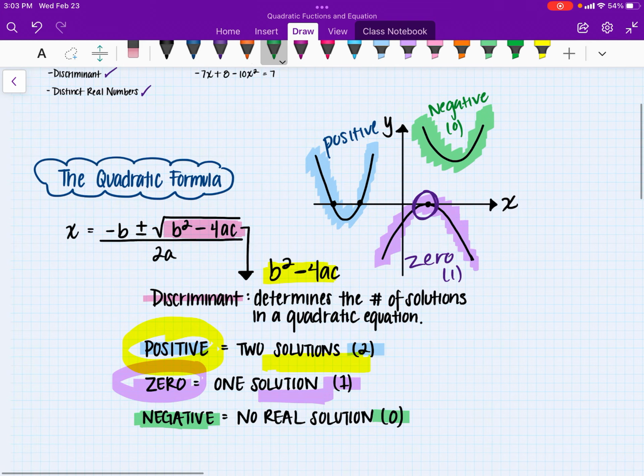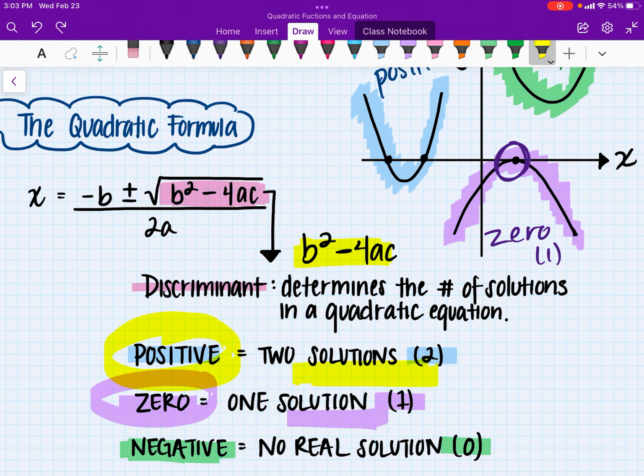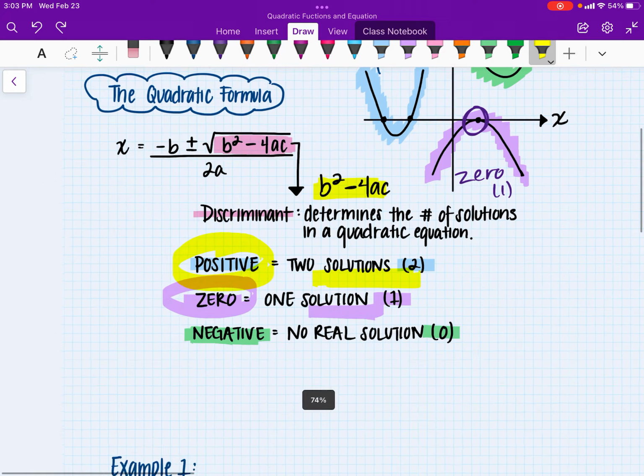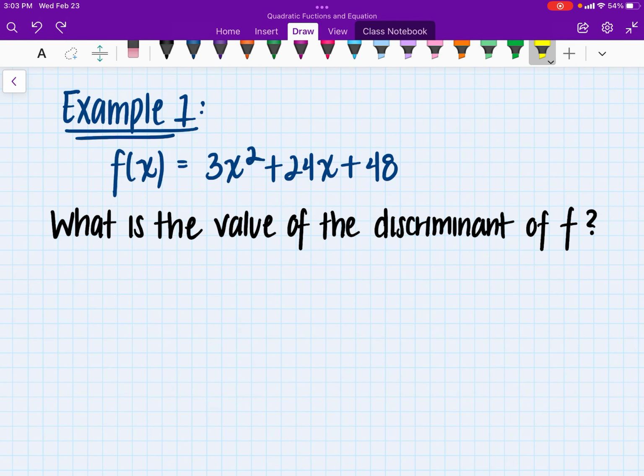So in this case, guys, we're going to go ahead and work with quadratic equations, do basic substitution with our formula that we have up here. And then we'll go ahead and determine the number of solutions and our value. So let's go ahead and get started here. In this case, guys, example 1, it says f of x equals 3x squared plus 24x plus 48. And they're asking us here to find the value of the discriminant.